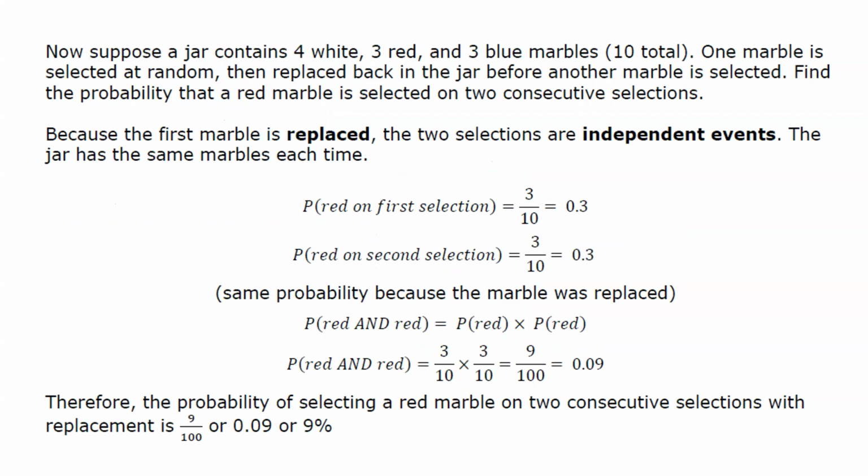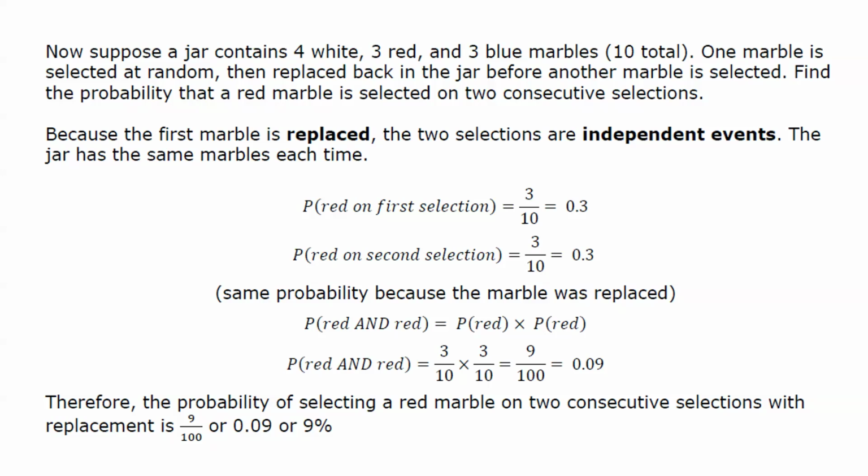Now, suppose a jar contains 4 white, 3 red, and 3 blue marbles. So that's a total of 10 marbles. One marble is selected at random, then replaced back in the jar before another marble is selected. Find the probability that a red marble is selected on 2 consecutive selections. Because the first marble is replaced, the 2 selections are independent events. So the jar has the same marbles each time.